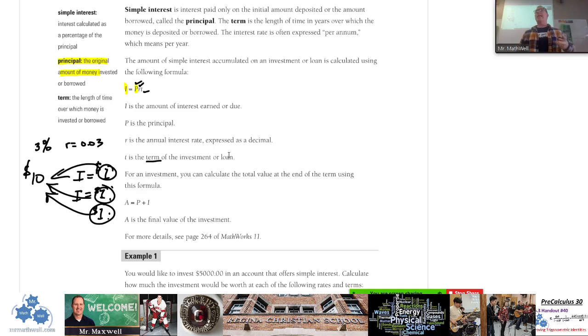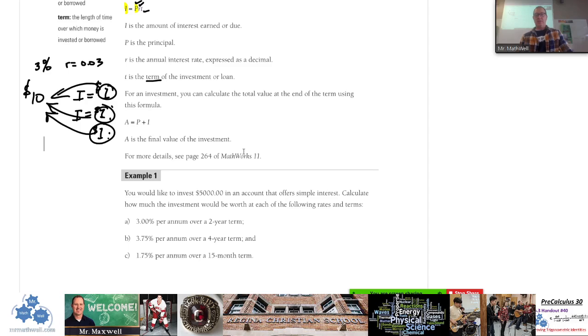If you owe $1 a week and it takes you 4 weeks to pay it back, you owe $4 in interest, or 10 plus 4. Yes, $14 in total. Okay? Now, that's simple interest. All right?